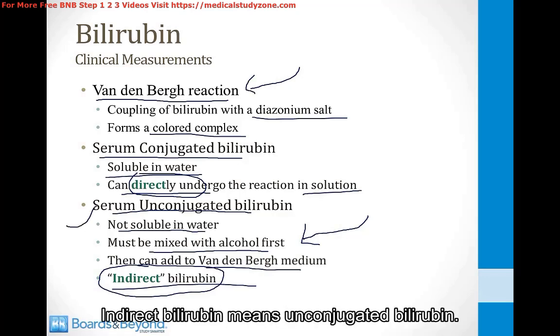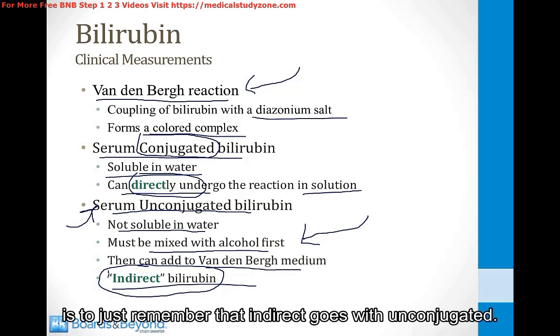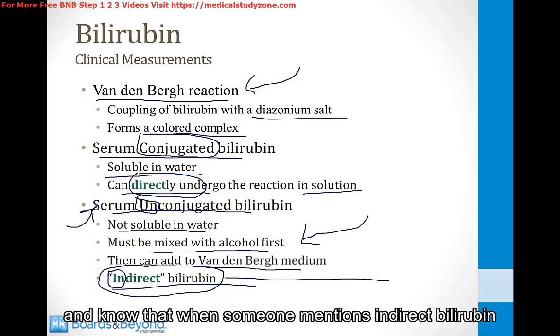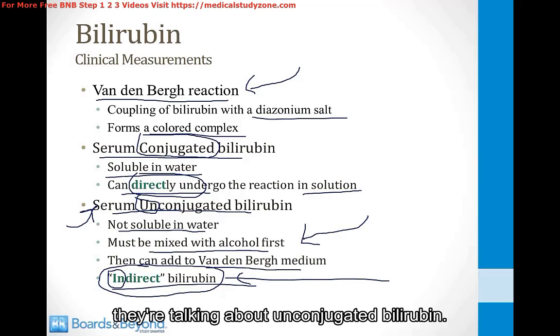Indirect bilirubin means unconjugated bilirubin, and direct bilirubin means conjugated bilirubin. And the way I've always remembered this is to just remember that indirect goes with unconjugated. In and un go together, and then you can always keep it straight and know that when someone mentions indirect bilirubin, they are talking about unconjugated bilirubin.